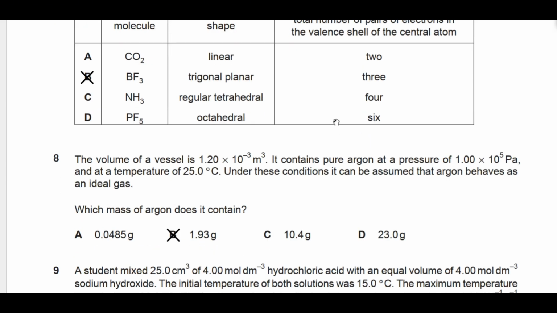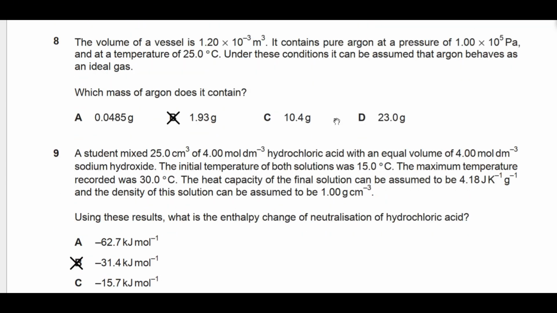Then number 8. The volume of the vessel is given. It contains pure argon at the given pressure and at a temperature of 25 degrees centigrade. Under this condition it can be assumed that argon behaves as an ideal gas. Which mass of argon does it contain?